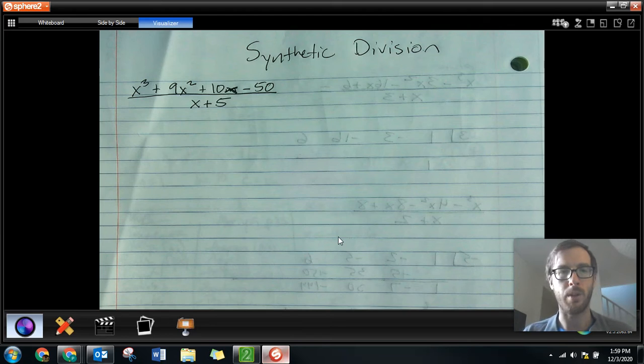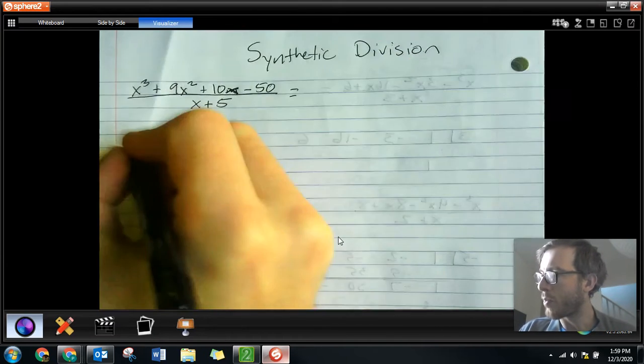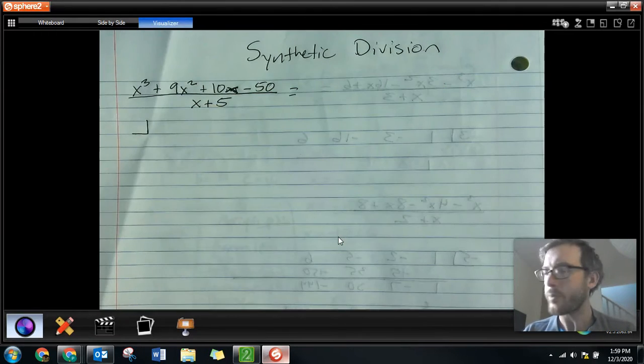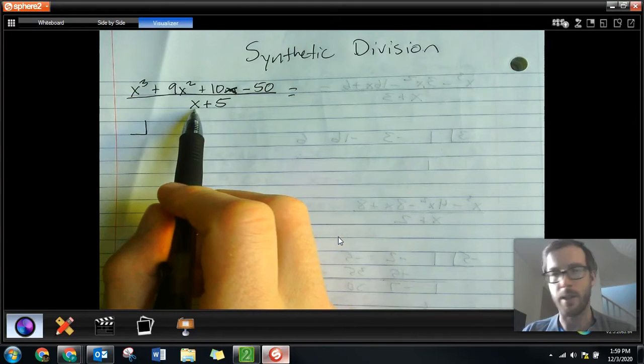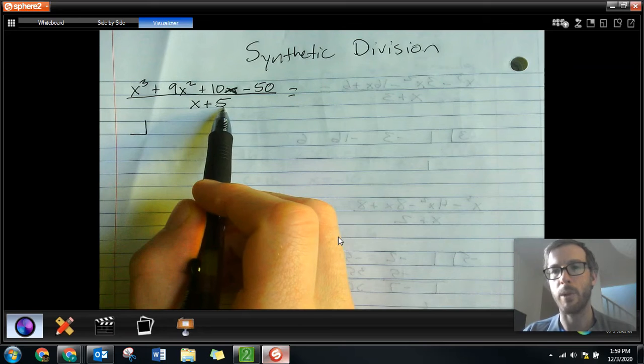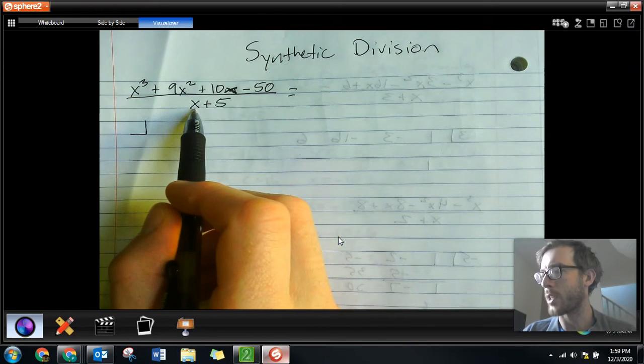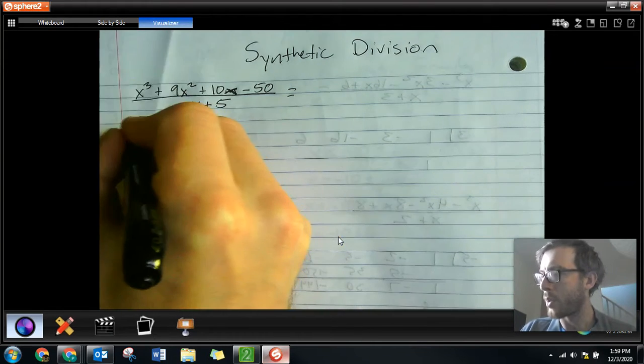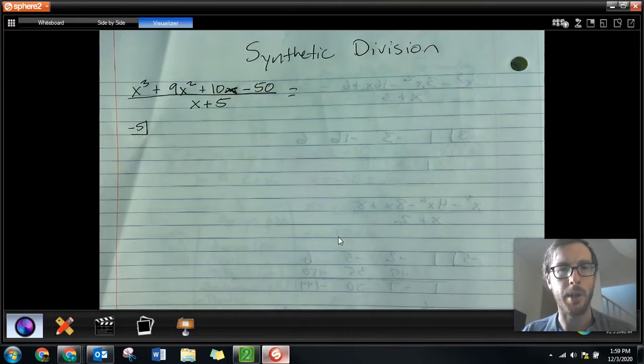Let's get started. So imagine that we want to solve this division problem, x to the third plus 9x squared plus 10x minus 50. And we're dividing that polynomial by x plus 5. To set up our synthetic division, remember the first thing we have this little box up here, and we're going to put the value of x that makes this binomial equal to 0. Since we have x plus 5 here, I'm going to put a minus 5 into my little box.